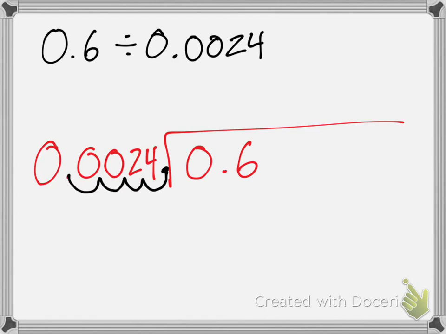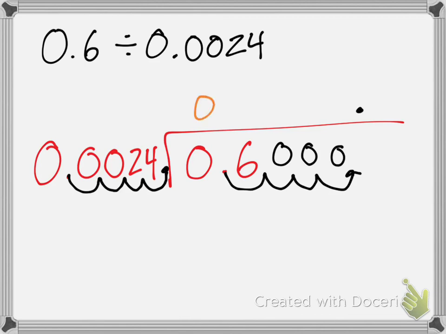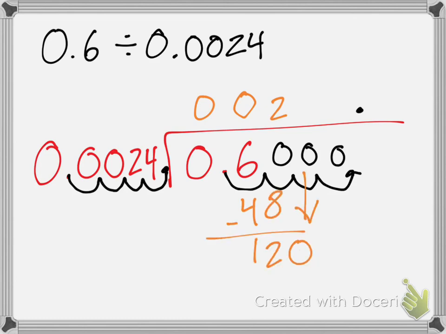I do the same thing here. 1, 2, 3, 4. No numbers means 0. And I'm just going to carry that straight to the top. 24 goes into 0, 0 times. 6, 0 times. 60, 2 times. That's 48. I subtract, I get 12. I bring this down. 24 goes into 120 5 times. It's exactly 120. I get 0.